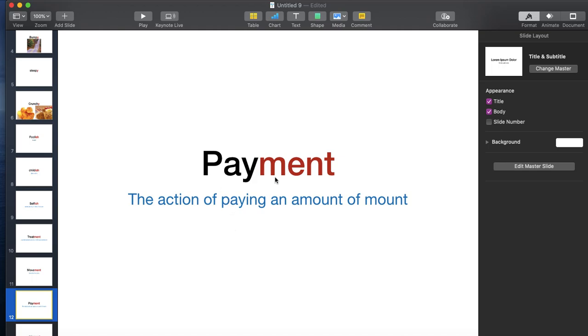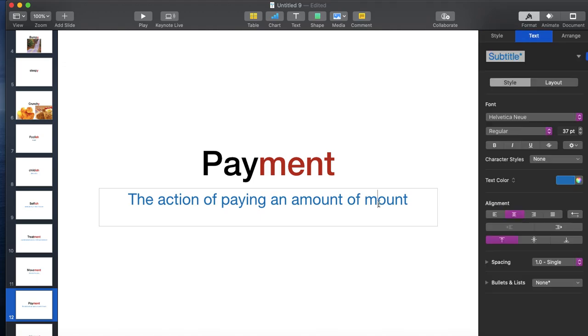Payment. The base word here is pay. Now I added the suffix ment to the word pay, it became payment. So payment is the action of paying an amount of money. For example, when you are late to pay something, I can tell you that you have a late payment. You have to pay me by the end of the month. Say the word again, payment. Payment, the money you pay.